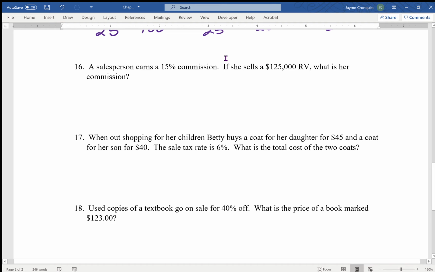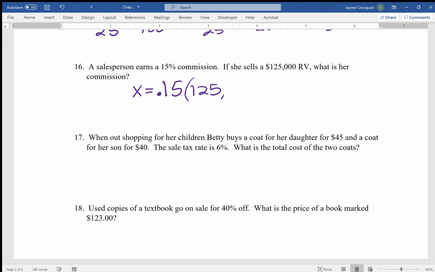All right, a salesperson earns a 15% commission. If she sells $125,000 worth of RVs, what is her commission? So, in other words, what is 15% of 125,000? Okay, 0.15 times 125, 1, 2, 3 zeros. Enter. There we are. 18750. Good job.